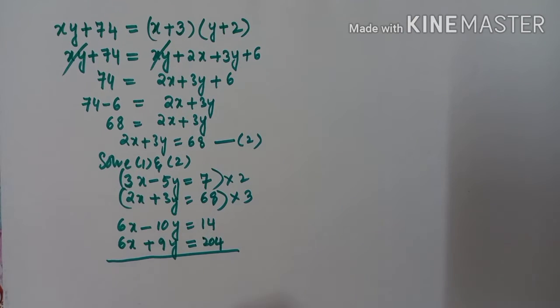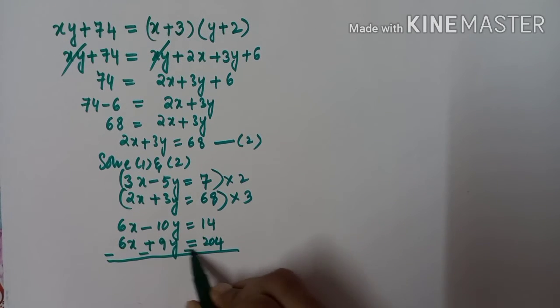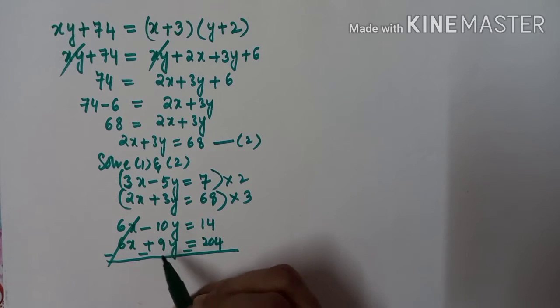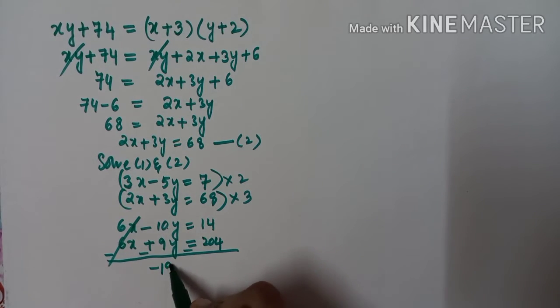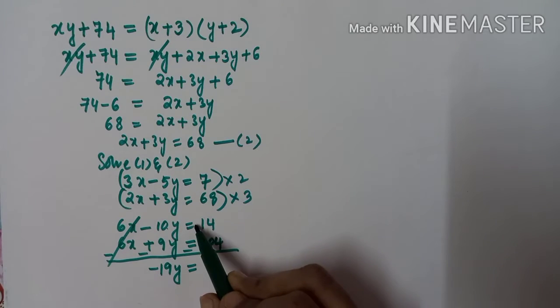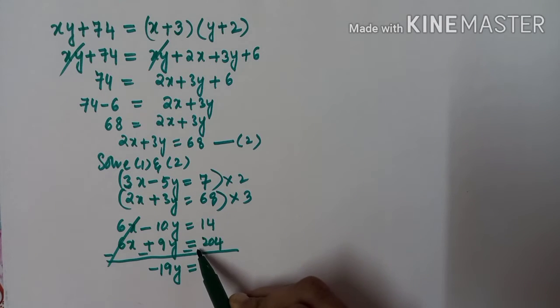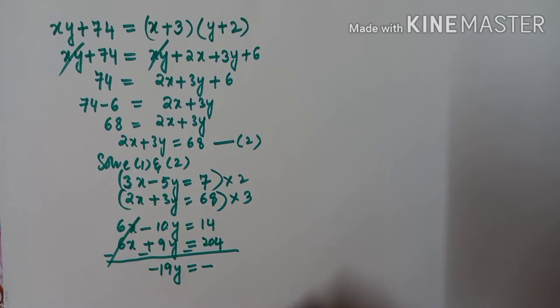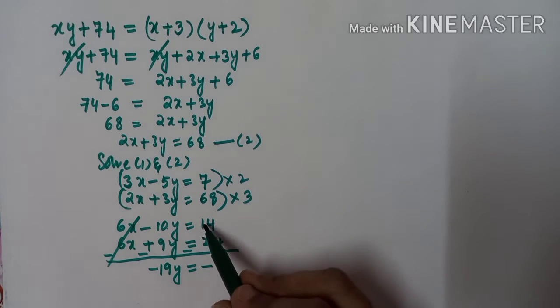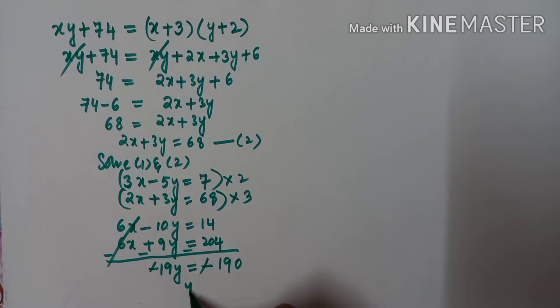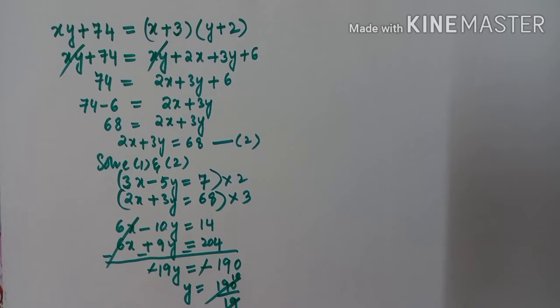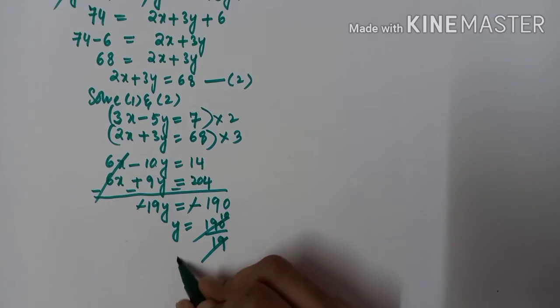Now this will become minus, this is minus, this is minus, this will get cancelled. 10 minus 9 will give you minus 10 minus 9, which is minus 19y, equals to, here one is plus, one is minus. Plus into minus will be minus, but actually this is the greater number, so you will get minus in the answer. So 204 minus 14 will be 190. So minus y equals 190 divided by 19. 19 ones are 19, 19 tens are 190. So here you got the y value as 10.